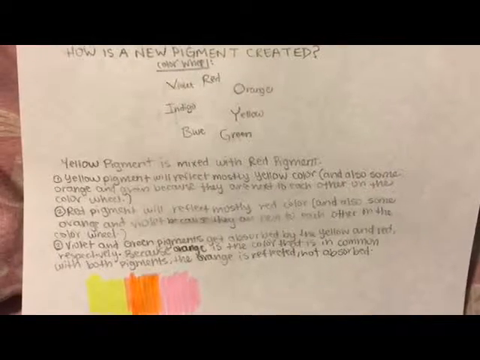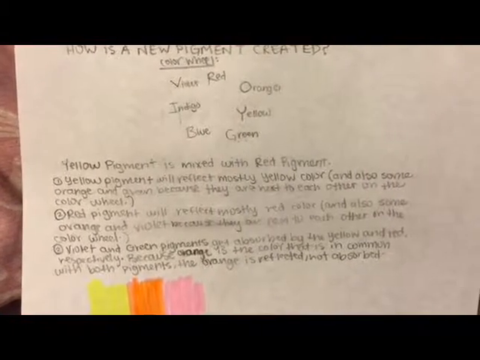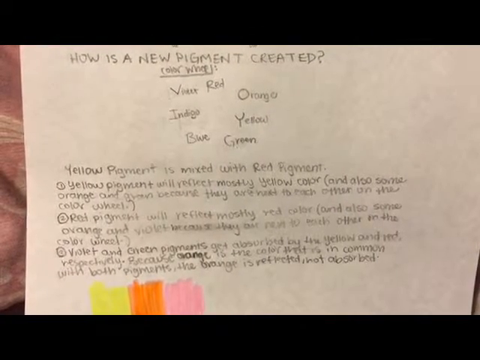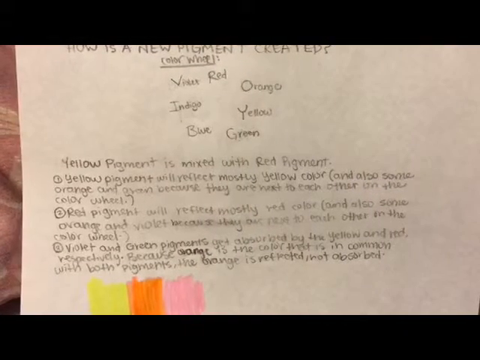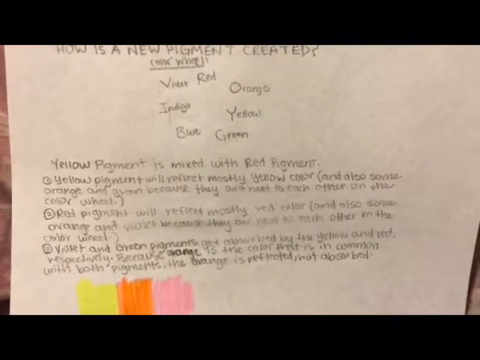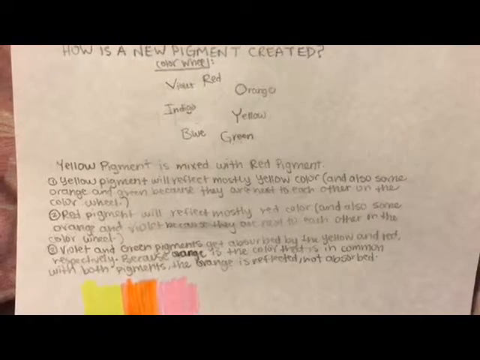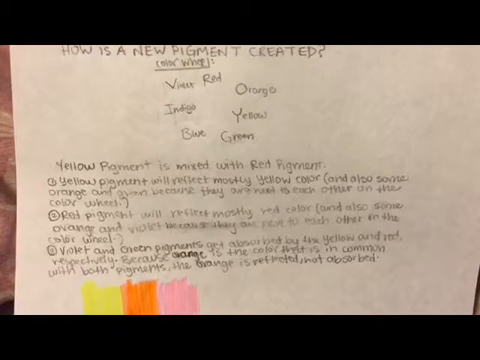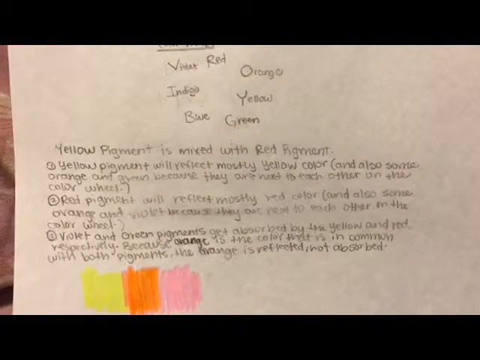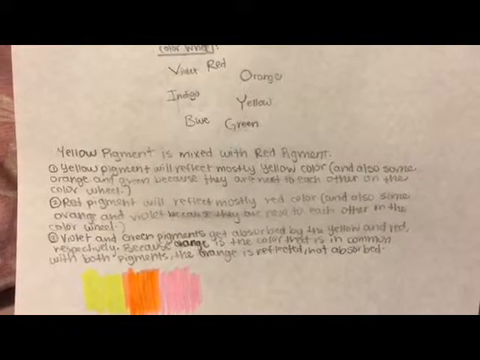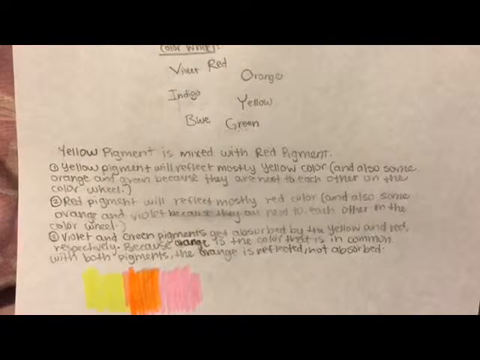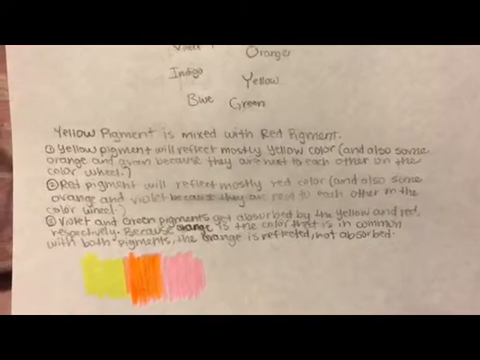Okay, next I'm going to give an analysis on color mixing by focusing on what happens when red pigment is mixed with yellow pigment. Yellow pigment will reflect mostly yellow color, and it will also reflect some orange and green because they're next to each other on the color wheel. Red pigment will reflect mostly red color, and also some orange and violet because they're next to each other on the color wheel. So what happens is, violet and green get absorbed by the yellow and the red, respectively. Because orange is the color that is most common to both pigments, the orange is reflected, not absorbed.